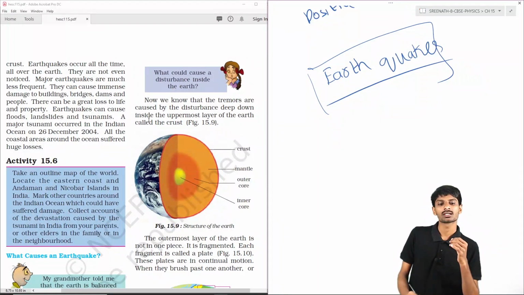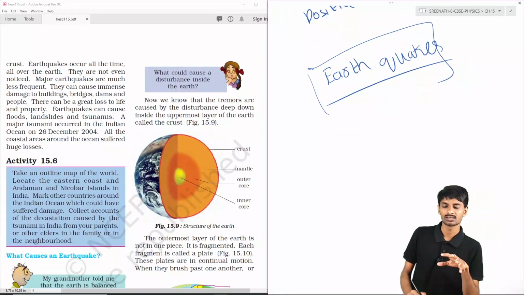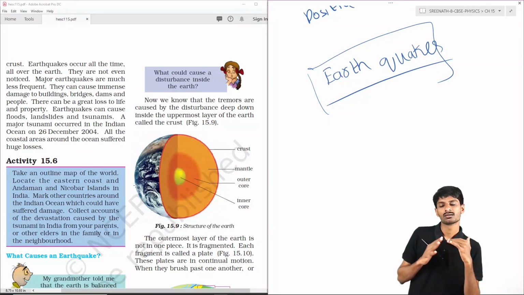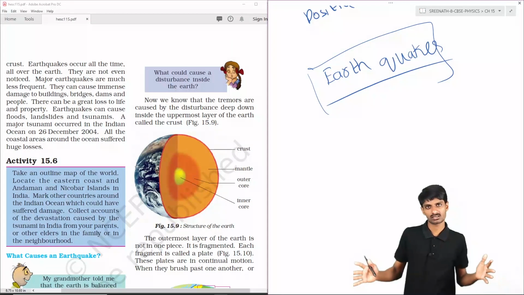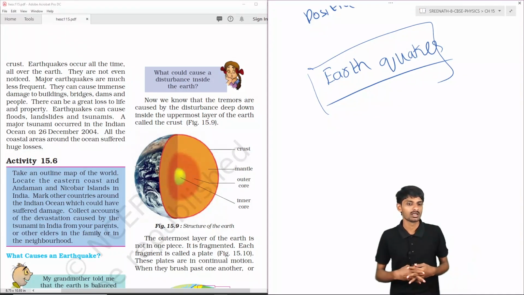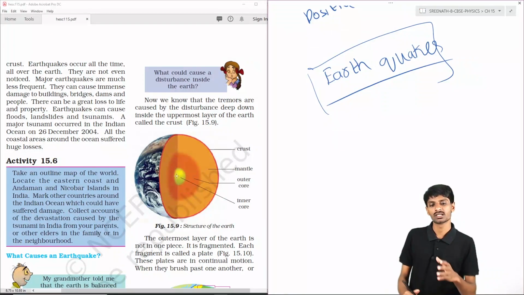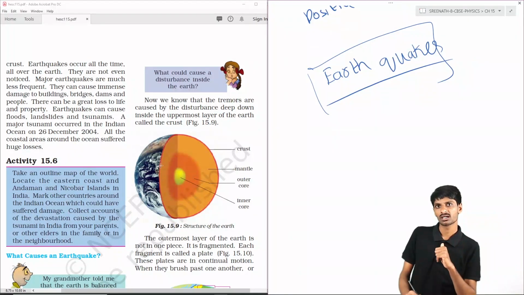Earthquakes occur all the time all over the earth. They are not even noticed. Sometimes an earthquake occurs, but we can't recognize it because it is much smaller. Major earthquakes are less frequent. So we only recognize the major earthquakes, and they bring immense damage to buildings, bridges, dams and property, and loss of life. So much loss is there, friends.